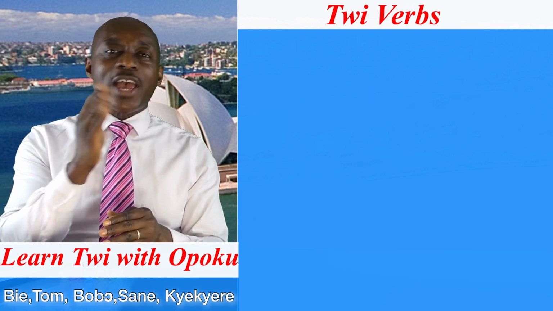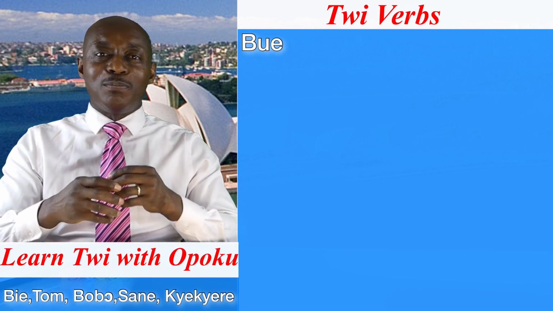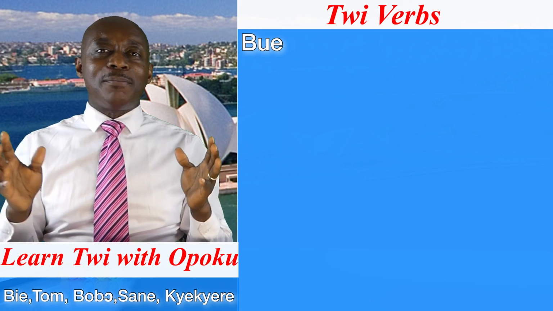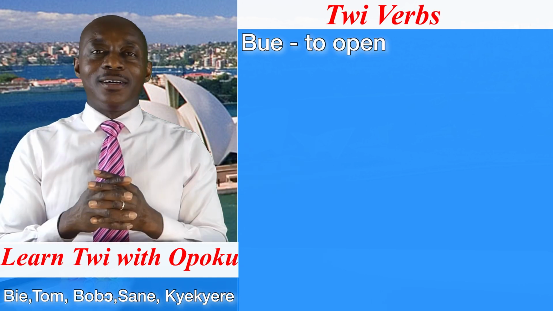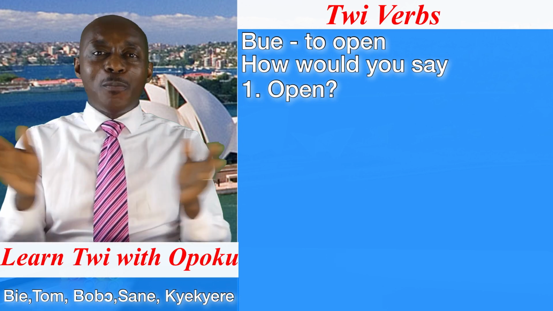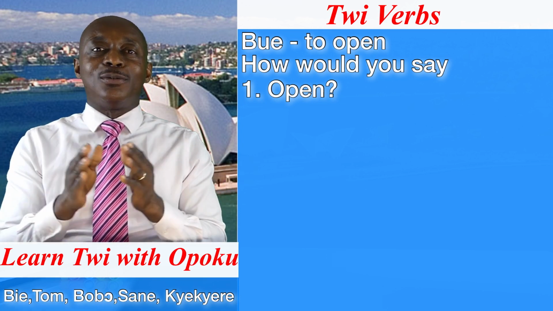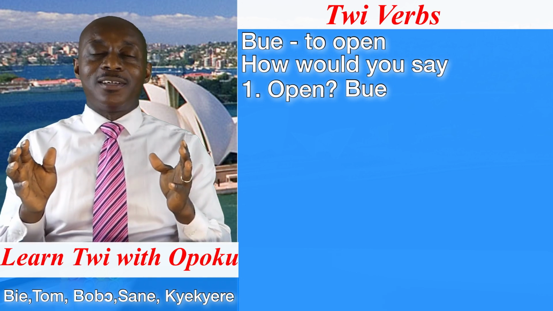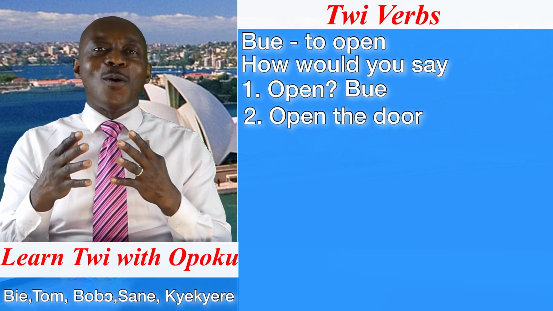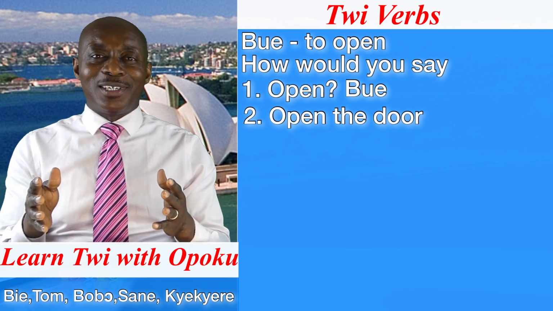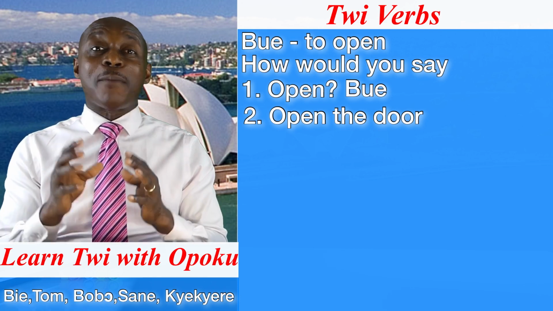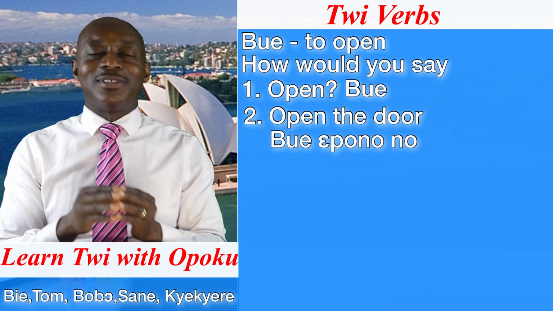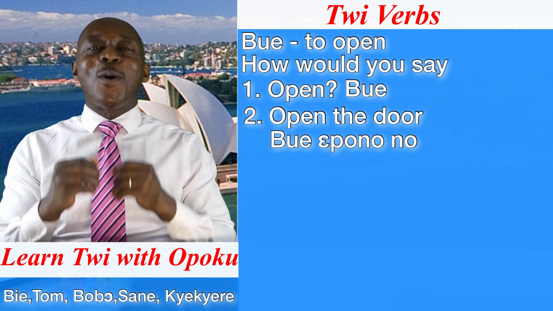The first verb that we are going to learn is be. What does that mean? It means open. So how would you say open? You will say be. How would you say open the door? Door in Twi is known as epono. So we will say be epono no. Open the door.